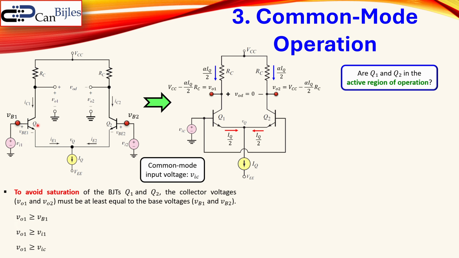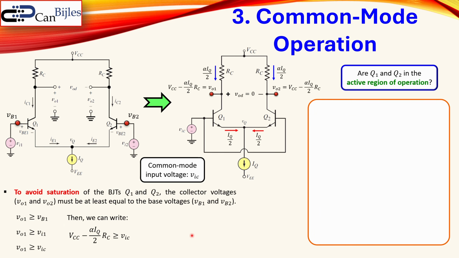That means VO1 must be larger or equal to VIC, because that is now our base voltage for the common mode operation. So we are actually heading towards the maximum allowed common mode input voltage for this case. So then we can write the following. Now since we have this condition, VO1 is larger or equal to VIC, we know the expression of VO1, that is shown here. So this expression here must be larger or equal to VIC. That is actually shown here.